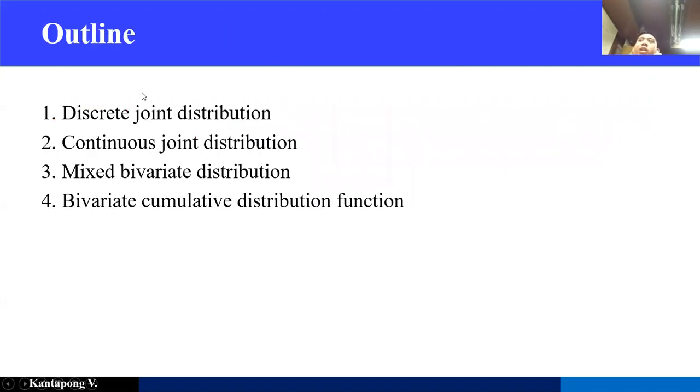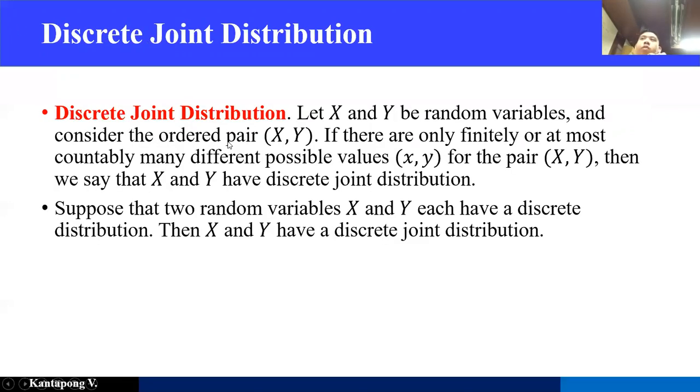So let's see the topics that we will discuss today. First, we will talk about the discrete case. Second, we will talk about the continuous case. The third one, we will talk about the mixed type, where one may be discrete and the other may be continuous, and that's possible. And we apply the concept that we learned earlier about the cumulative distribution to this kind of setting also. So first, the discrete joint distribution.